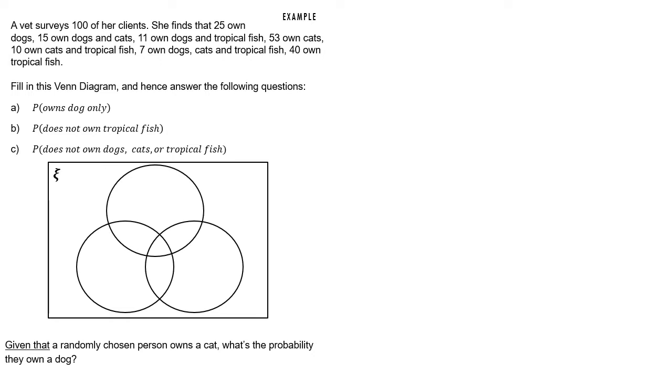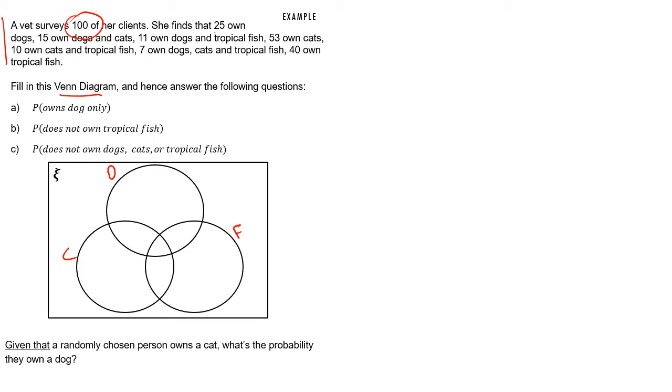There's loads of information there about the type of animals 100 people have. So in there, some have got dogs, some have got cats, some have got tropical fish. And we need to fill in the Venn diagram and then use that to answer the questions on probability.